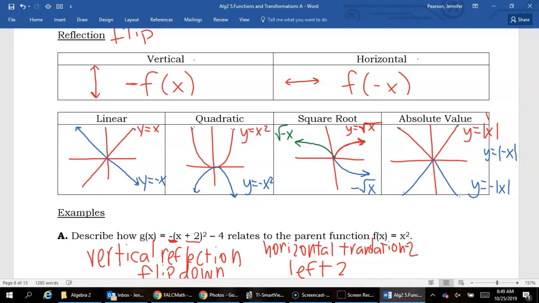Last thing is the -4 at the back. That is going to be the vertical translation. I don't really feel like writing all those words. But vertical translation, -4, means down 4. So super technical: vertical reflection, horizontal translation -2, vertical translation -4. Less technical: flips down, slides left 2, slides down 4.